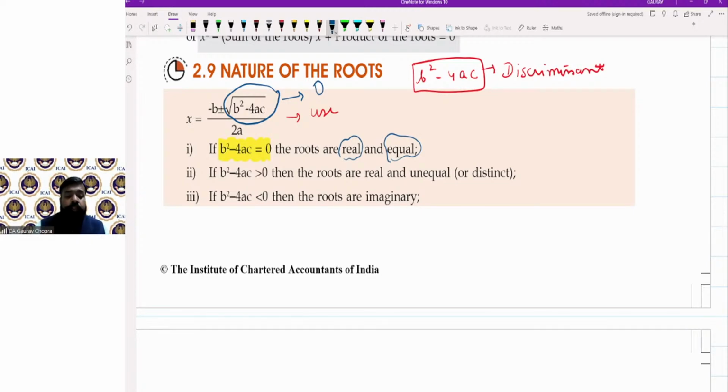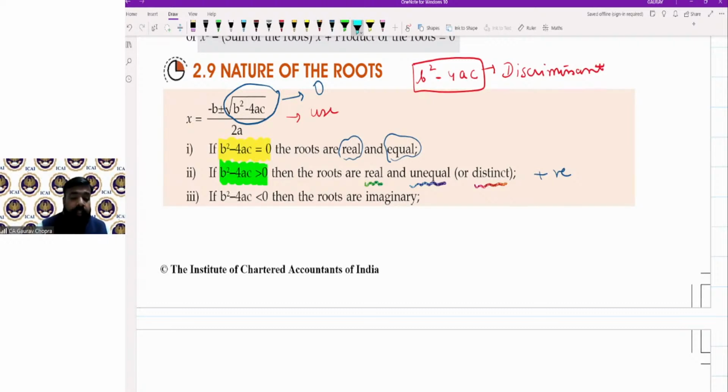सेकंड, if this value is not 0 but it is more than 0 का मतलब हो गया it is positive. अगर रूट के अंदर वैल्यू आती है पॉजिटिव, तो उस केस में रूट्स कैसे होंगे? Then the roots will be real and unequal. Unequal का मतलब distinct, यानी कि अलग अलग वैल्यूज होगी. एक वैल्यू 3 है और दूसरी 4 है, so values will be distinct, different.